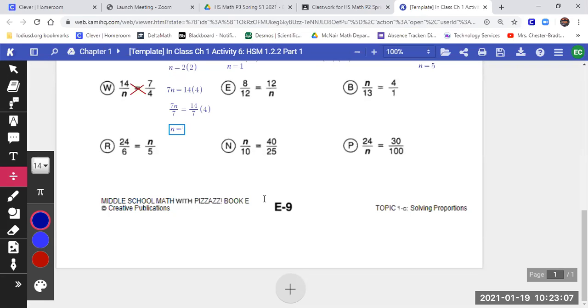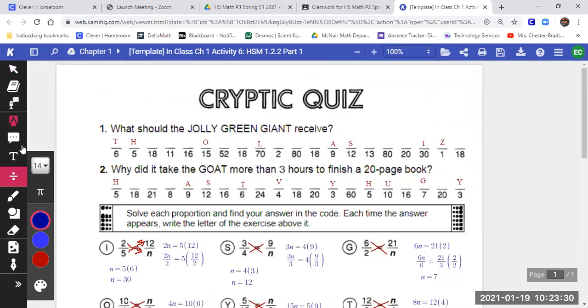Okay, and a 14 divided by a 7 is what? 2. And the 4 is still there. So my final answer for this, n equals how much? Eight. So anywhere there's an 8, we're going to put a W.